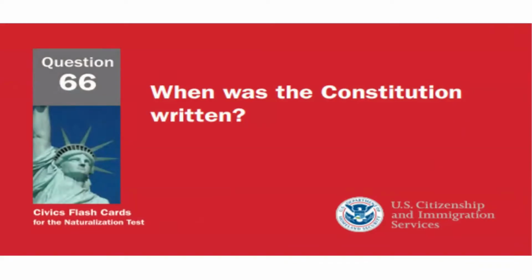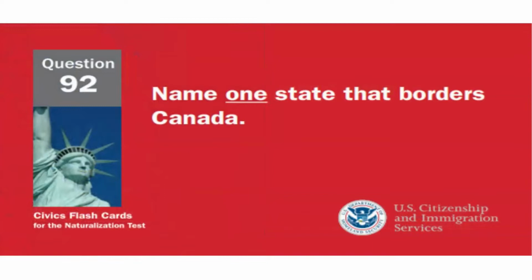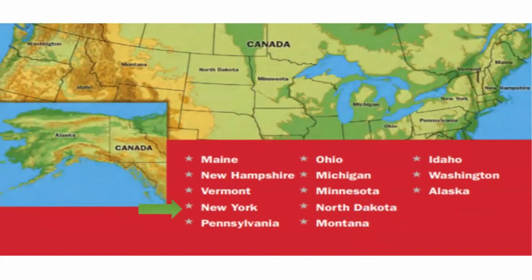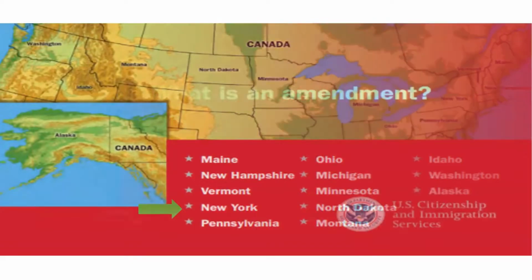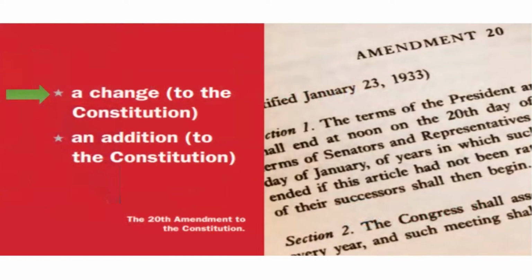When was the Constitution written? The Constitution was written in 1787. Name one state that borders Canada. New York borders Canada. What is an amendment? An amendment is a change to the Constitution.